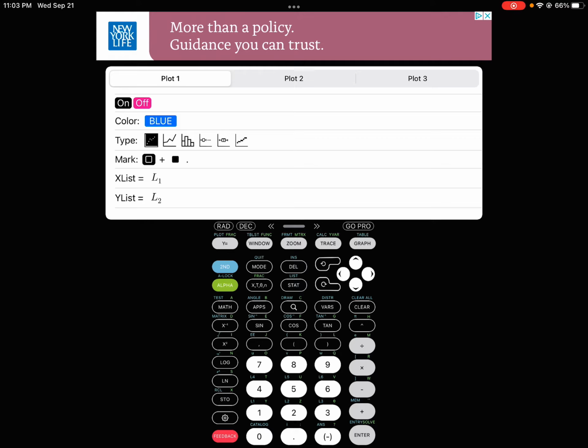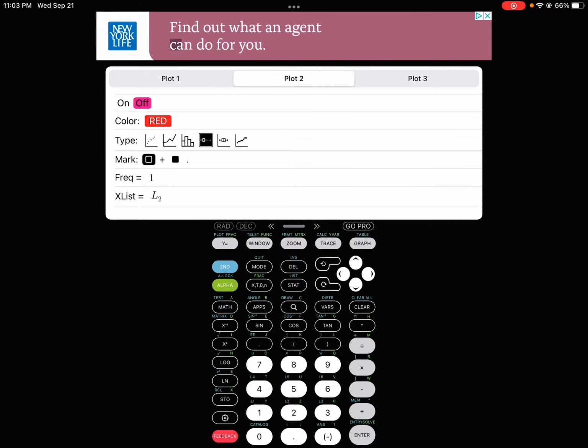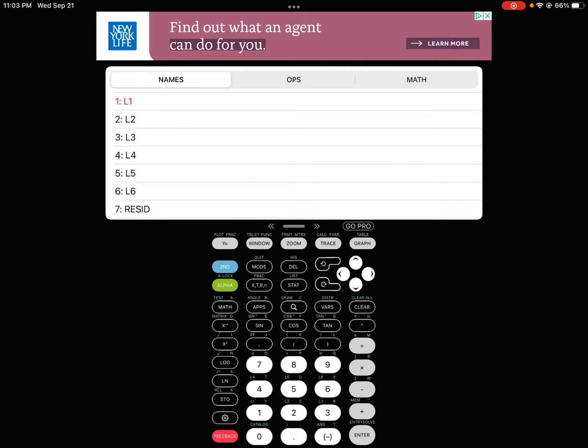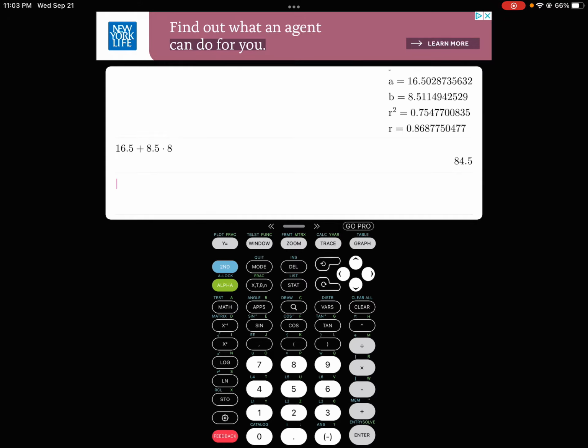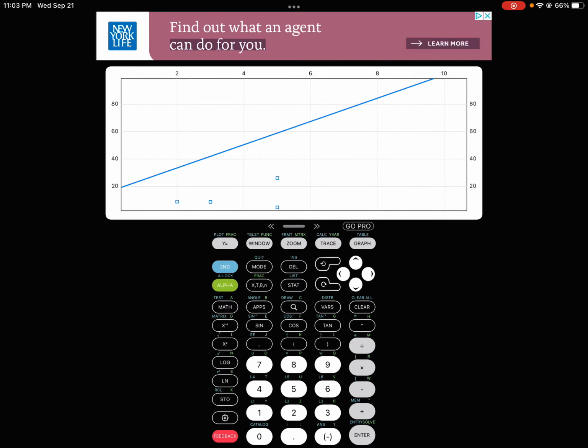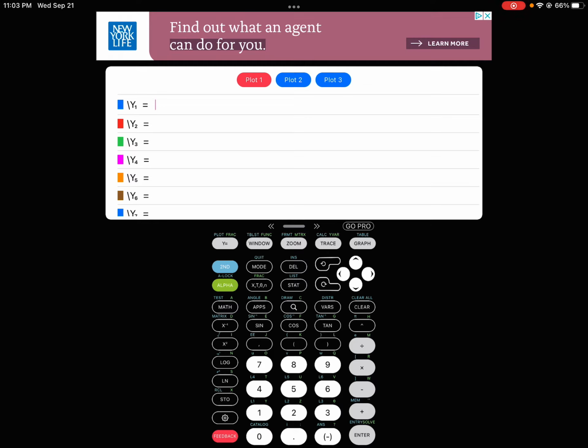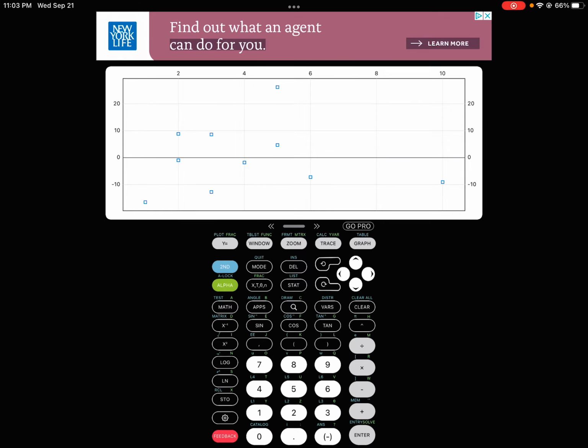Of course I got to redo all this, so I apologize. Second stat, option 7 is resid, zoom 9, and I got to get rid of this. So there is my residual plot based on the scatter plot that we had for party size and bill amount.